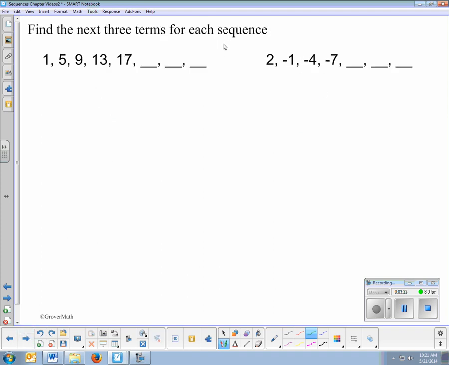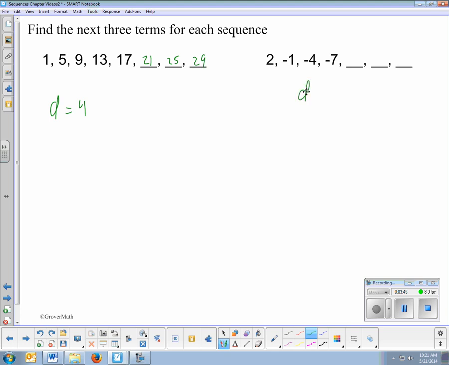So find the next three terms of each sequence. Well, first thing we want to do is figure out what is D. For this one, how do I go from 1 to 5? Well, I could do 5 minus 1, but I think you could probably just tell that D equals 4. So now continue the pattern. We're positive 4, so we're adding 4 each time. So 17 plus 4, 21. Plus 4, 25. Plus 4, 29.